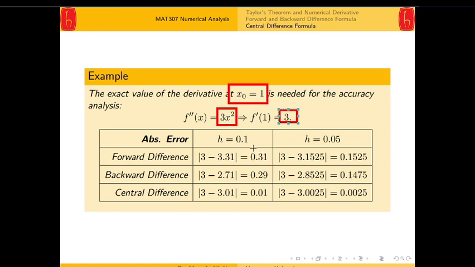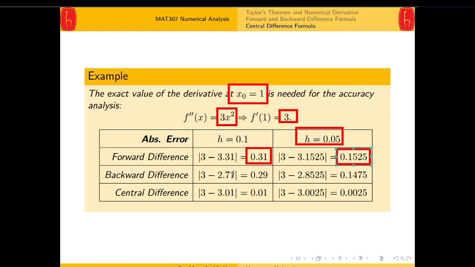Okay, we put all these values in the table, and we also do the same thing for h equals 0.05, and this will also give us these errors. Okay, so now let's compare our errors. If we have h equal to 0.1, the error will be 0.31, and if we take half of h, then the error will be approximately half, right? So the error is halved.